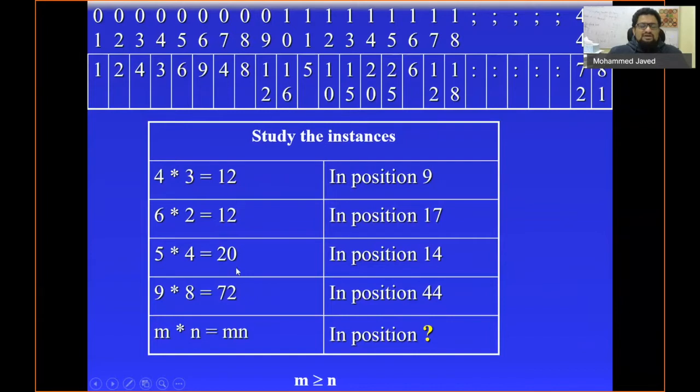So can we develop a general algorithm or a general model, so that if we know m and n values, we can directly pick up the answer from the table, right? So 9 into 8 is 72 and 72 is at the location 44. So now in general, I can represent this as m into n, which is mn. What is the position? Can we automatically calculate this position from the given m and n values? Yes, it is possible, right?